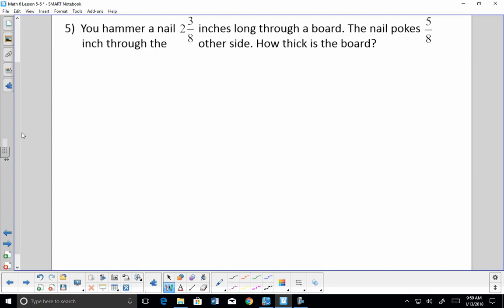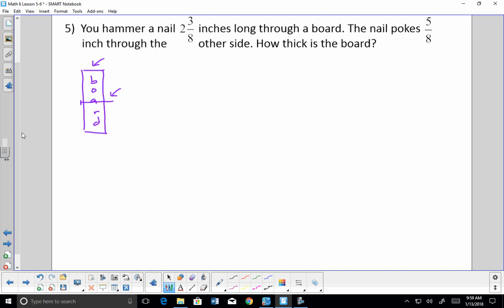Okay, so if you think about this, let's just draw a little picture for a second. Think about this as being my board. I'm going to hammer a nail through it. Let's pretend this is a nail. It goes all the way through the board and it sticks out a little bit to the other end. Which means that if I know how far it's poking out right here, and I know the thickness of the board, that has to equal the length of the nail.